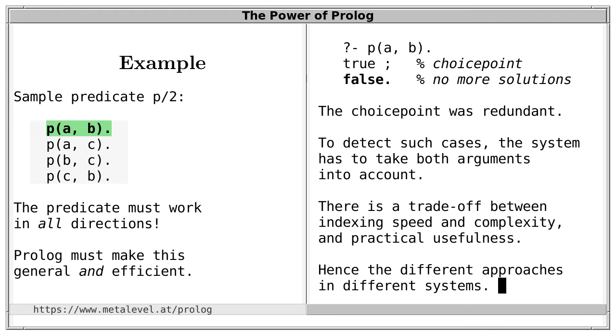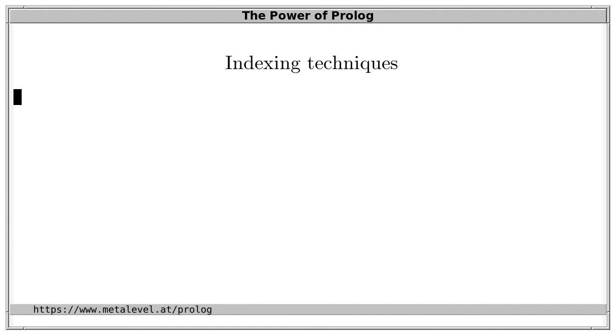For example, there are Prolog systems that implement complex indexing schemes to minimize the number of choice points. And they accept that this may slow down the system a bit, and that this also increases the complexity of the implementation. Whereas other systems implement fast and simple indexing schemes, which require more effort from Prolog application programmers to reduce choice points. So, which indexing techniques are used by Prolog systems?